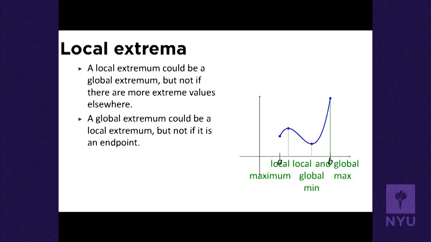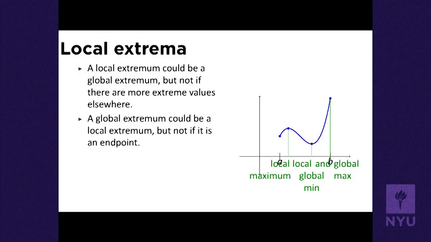So globals could be locals. Locals could be globals, but aren't necessarily. And a global maximum need not be a local maximum, because to be a local maximum, we would need to surround this top point here with an open interval. We need to draw an open interval around that point, and we can't because it's on the endpoint.